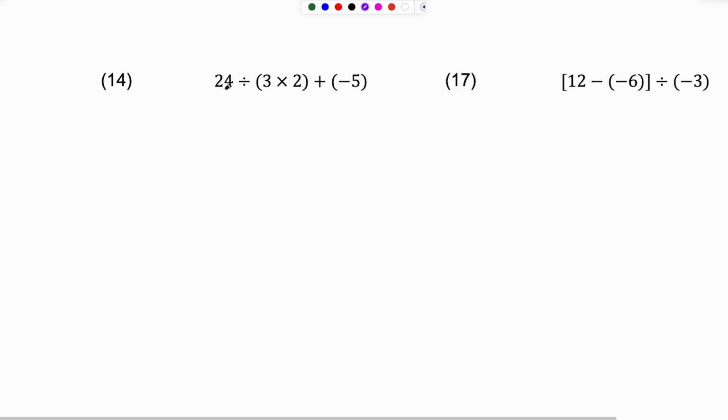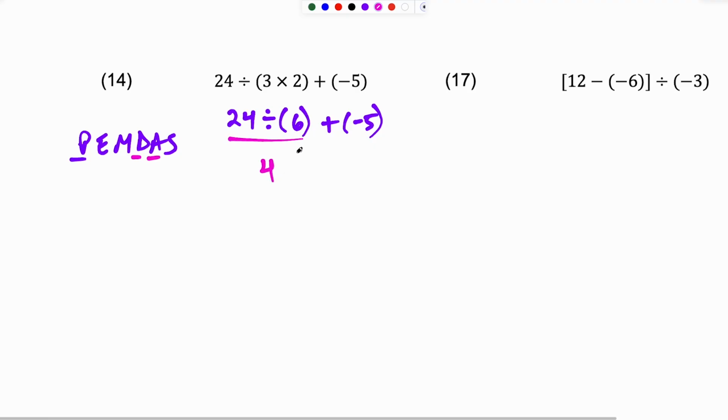Question 14, we have 24 divided by 3 times 2 in parentheses plus -5. So for this one, once again, we are doing order of operations, and 3 times 2 is in parentheses, so we could do that first. So we have 24 divided by 3 times 2 is 6, and then we have plus -5 at the end. But now we look at this expression and notice that we have division and addition. So we're going to do the division first because that shows up first here. So we do 24 divided by 6 is 4, and then we have 4 plus -5, which is the same thing as 4 minus 5, which equals -1. Okay, so we could say here that this entire expression equals -1.